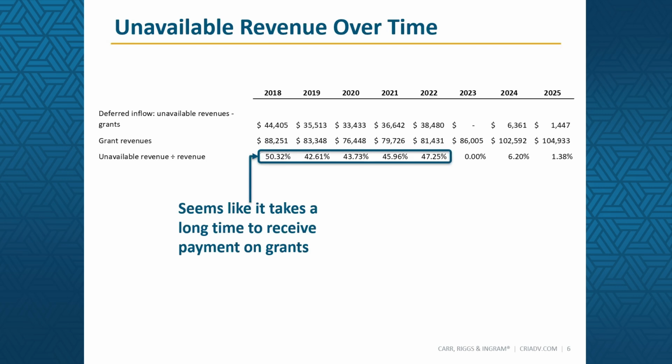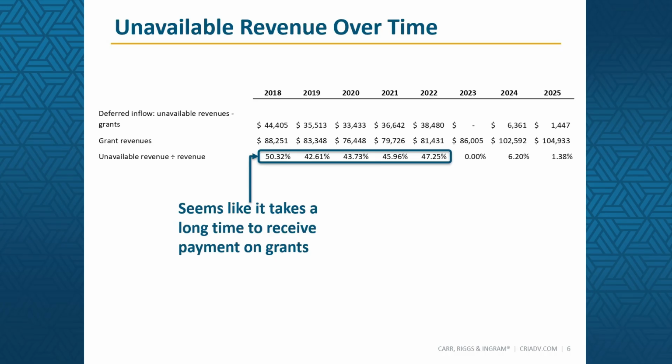A couple of things are notable right away from this information. In the first 5 years, the unavailable grant revenue is as large as half of the total grant revenue for the year. That seems to suggest that it takes a relatively long time for this government to collect the grant money it is owed. That's not necessarily the government's fault. The federal government, for instance, is notoriously slow to make payments on grants.